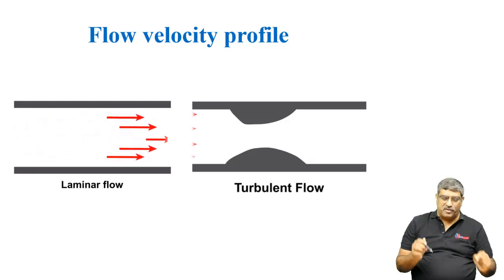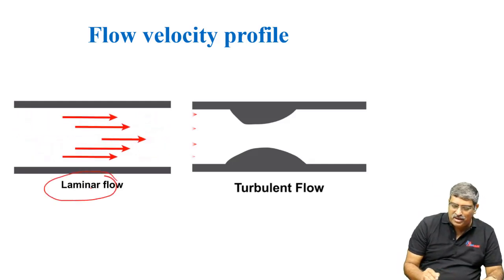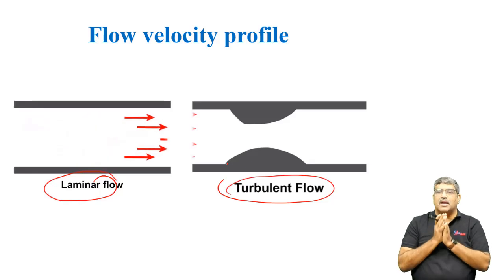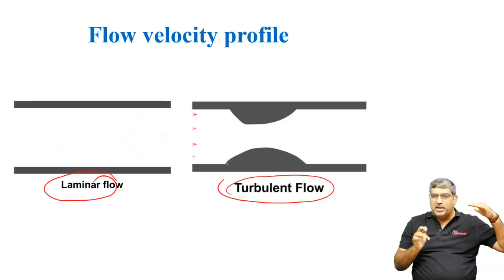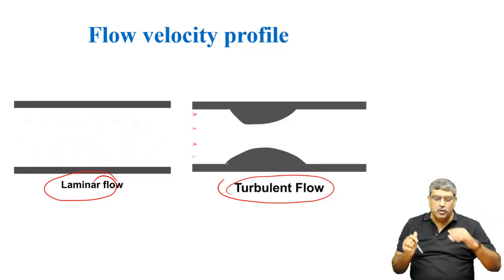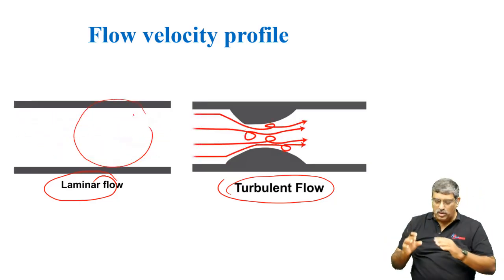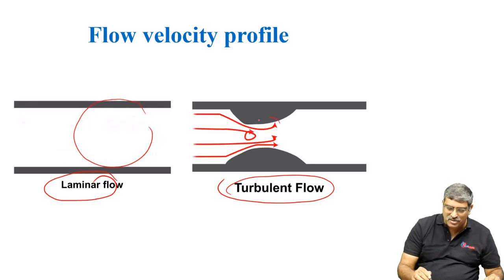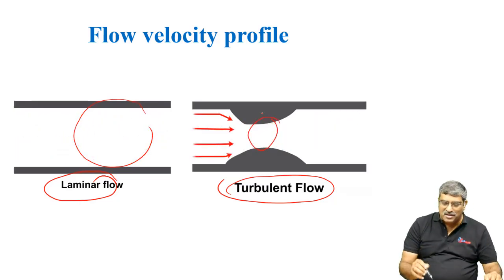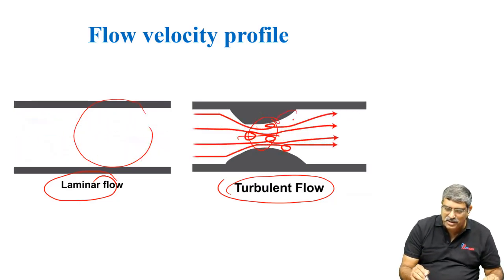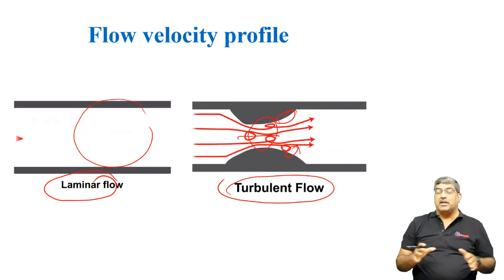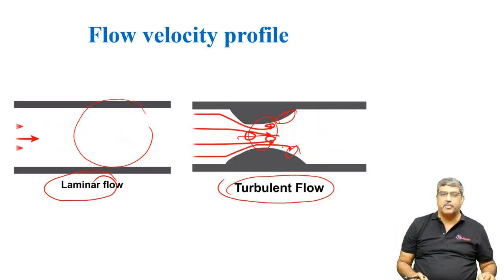There are two types of flow. One is the laminar, another is the turbulent. Laminar flow is where all the blood will be at a uniform speed. Here you can see a uniform speed of blood flow. In turbulent, there is going to be obstruction and the speed here will be different and the speed at the corners will be different. It has a different velocity profile.